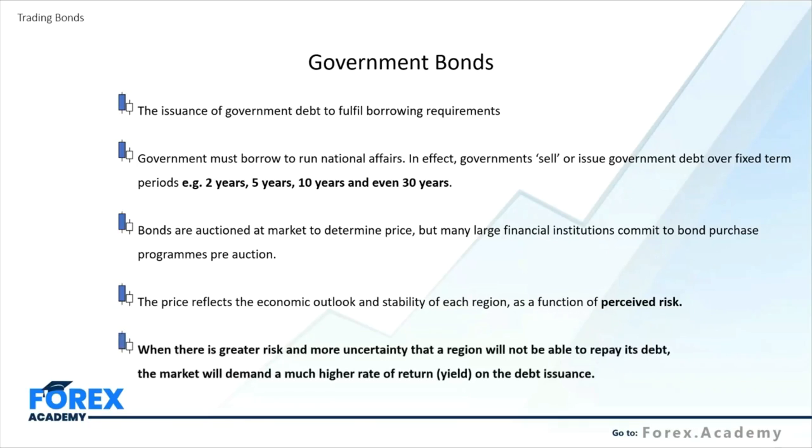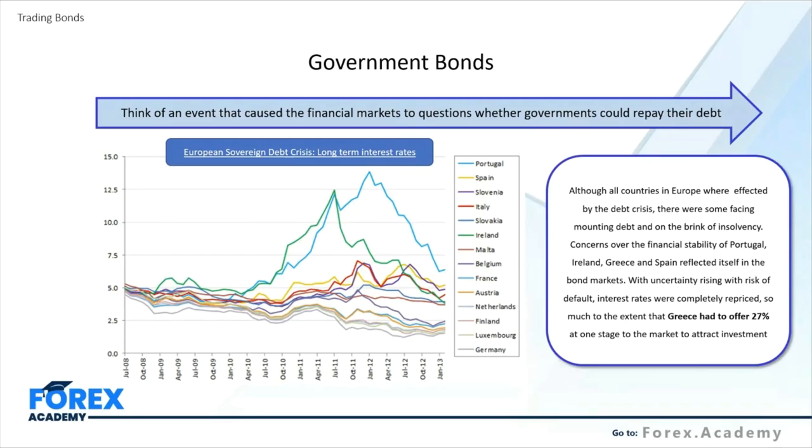When there is greater risk and more uncertainty that a region will not be able to repay its debt, the market will demand a much higher rate of return, i.e., the yield on the debt issuance. So when we look at the bond markets or debt markets to price these bonds, we have to think of how each individual investor will look with their assumption of their own risk. Perhaps there are many investors that are looking for greater returns and potentially are looking for companies to issue debt at a higher level of risk, and obviously that will be reflected in the yield.